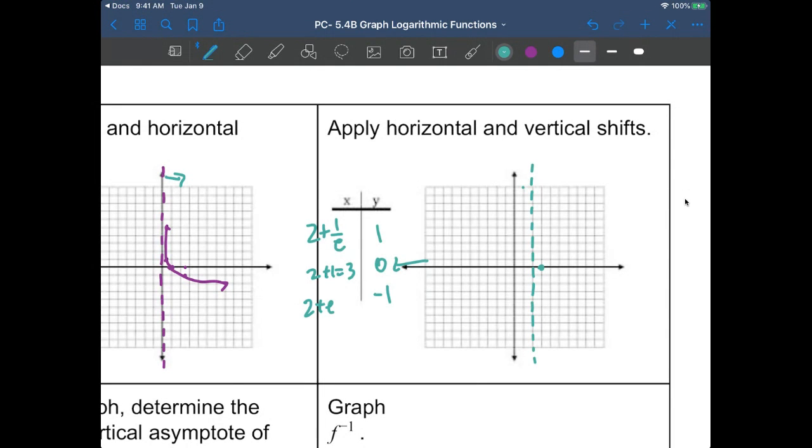I was at (1 over e, 1). Now we're going to add 2 to that, so I'm going to move over 2. I was at e, so 2.17, comma -1, so I'm going to move over 2 places. And that is the graph that we just graphed. So x equals 2 is our asymptote, and then each one of our points got shifted over 2.